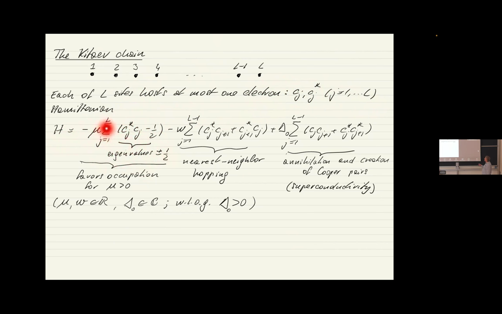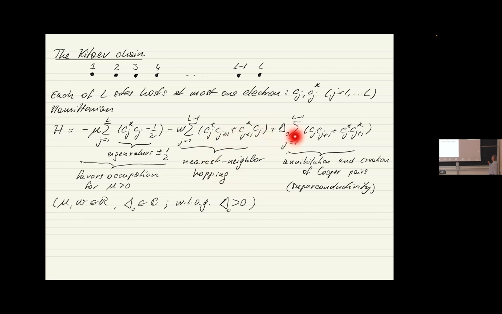And then it comes with the factor minus mu in front. So if mu is positive, it favors the occupation, meaning that the lowest possible energy is reached if the occupation is large. If mu is negative, it disfavors it. Then there is another term which removes a particle from one lattice site and moves it to the successive one, or vice versa. That's nearest neighbor hopping.